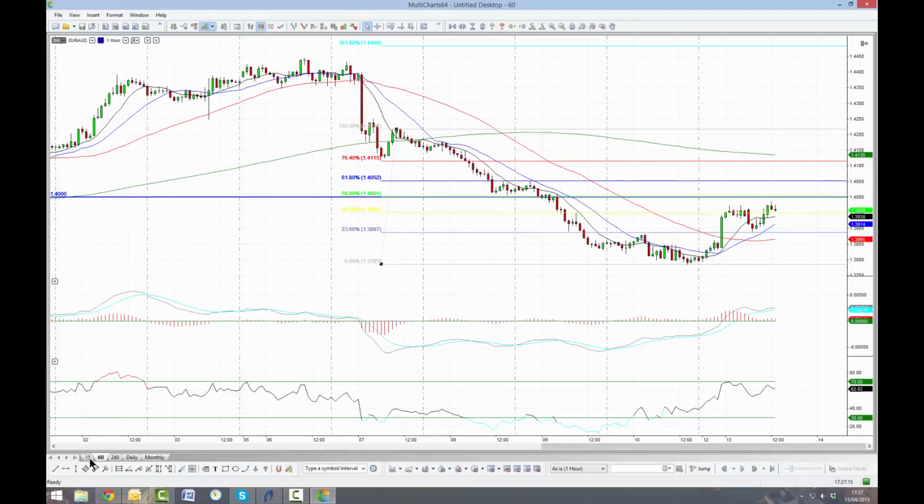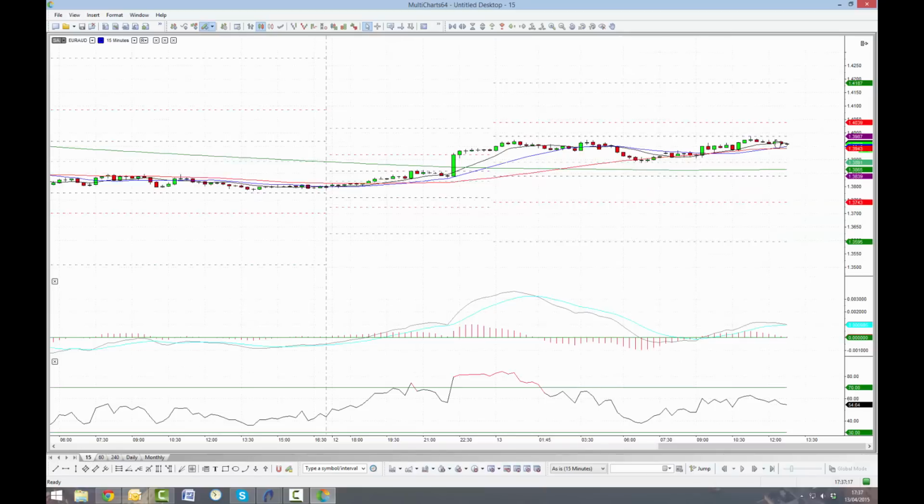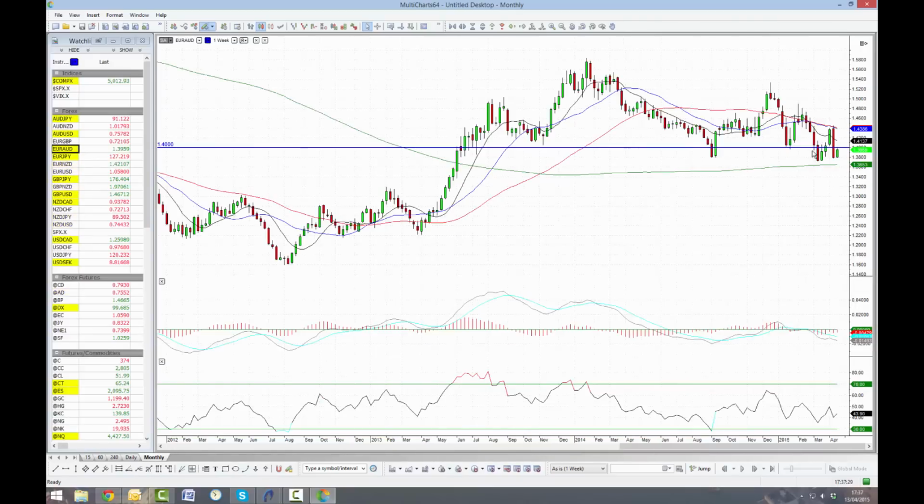And in fact, even if we come down to the 15-minute chart where I've got my pivots on here, you can see that 1.4 just here happens to cluster with a pivot level today as well. So we've got quite a lot all occurring around 1.4, so I'm looking for opportunities off 1.4 to the low side.